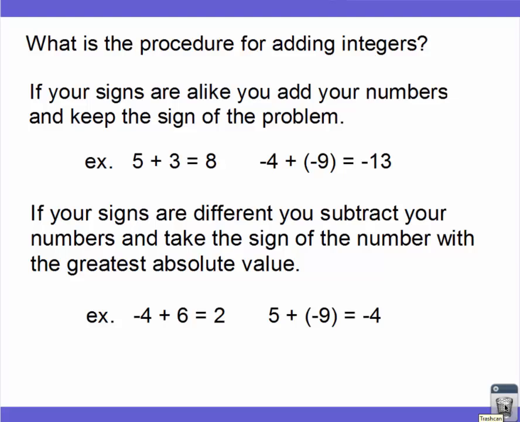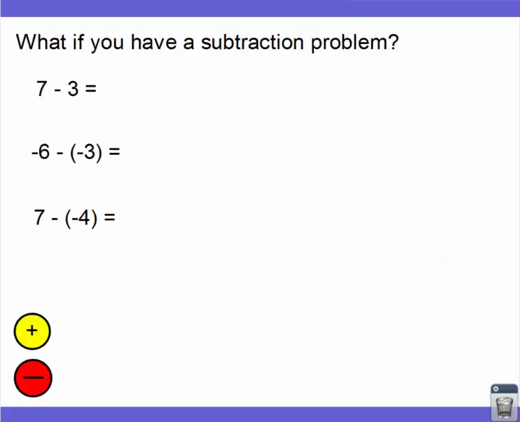If your signs are alike, you add your numbers and keep the sign of the problem. If your signs are different, you subtract your numbers and take the sign of the number with the greatest absolute value. And that's how you add integers. Now let's talk about subtracting integers. Subtracting integers is a little bit different.